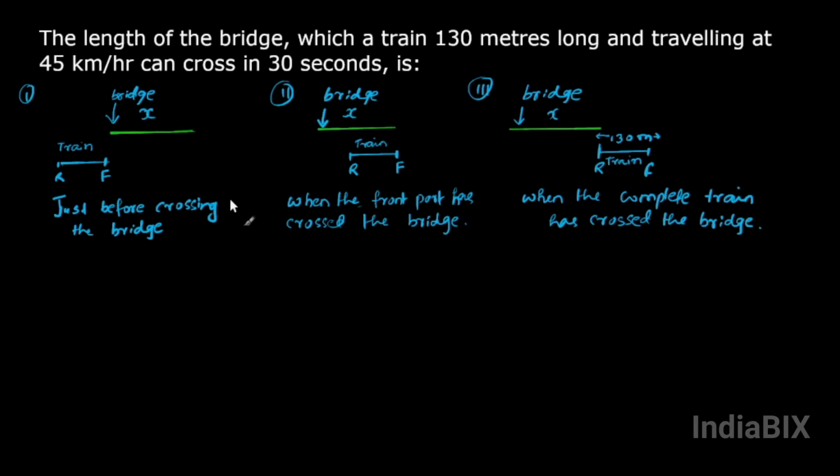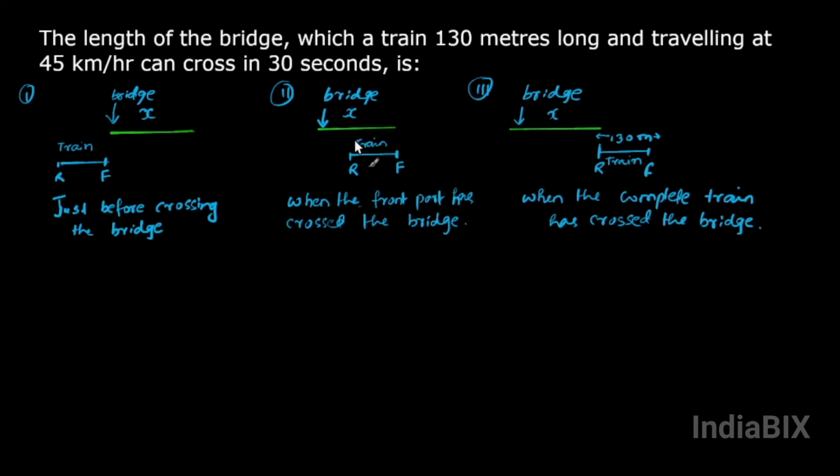So before solving the problem, let us understand the different scenarios. And here I have already drawn the diagram of the train with respect to the bridge, that at what instant what is the position of the train with respect to the bridge. Like in the first case, just before, the front part of the train had just started crossing the bridge. This is the first scenario.